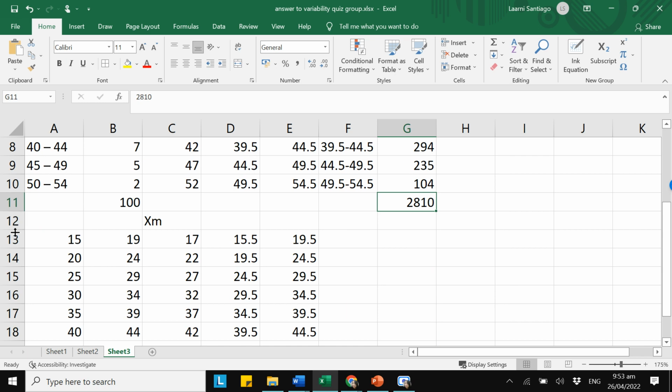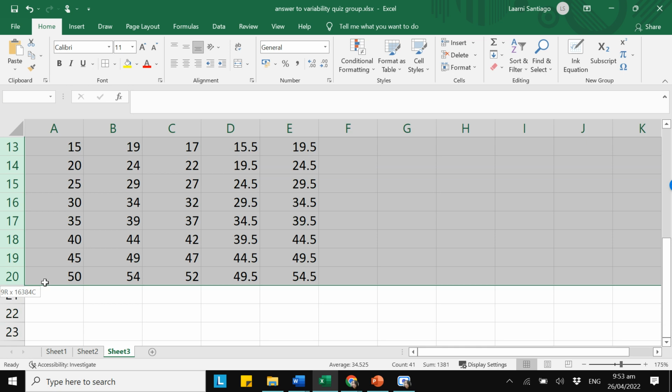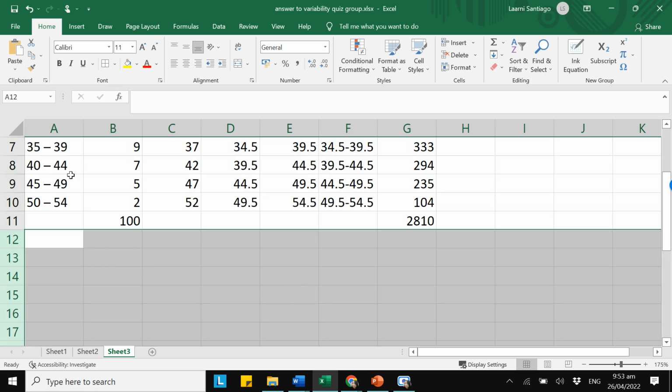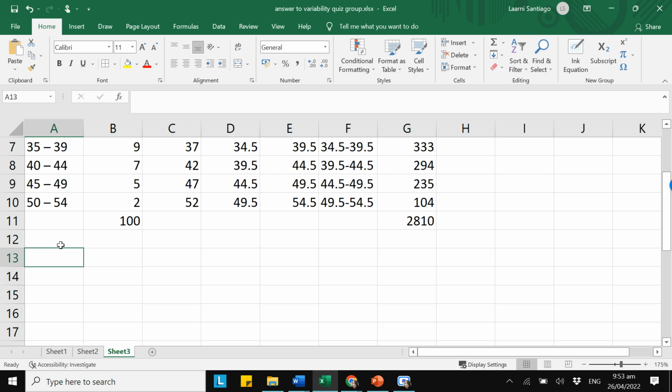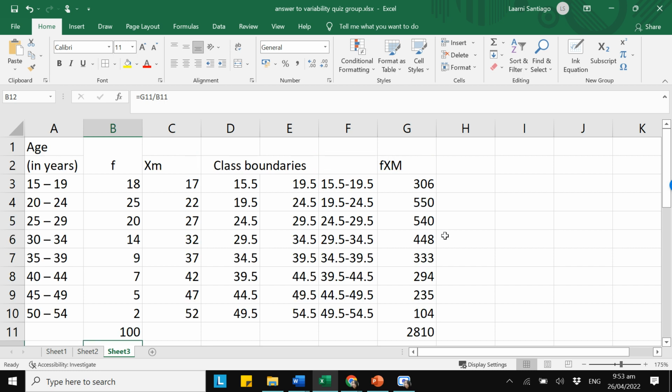So, to get the mean, sug natin konti itong mga to. Okay. So, mean is equal to summation of f of xm divided by n. So, yan. 28.1. Okay.